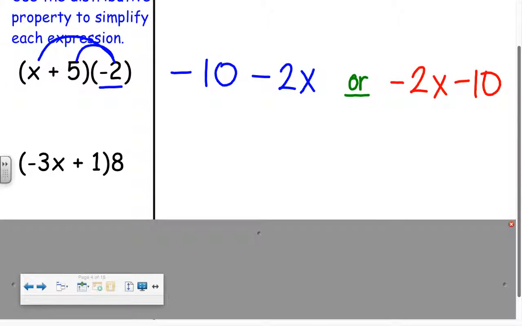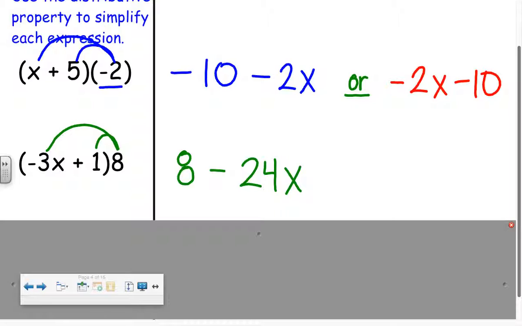Okay, now we've got an 8 on the back side of our parenthesis. So I'll distribute that to both. 8 times 1 is 8. 8 times negative 3 is negative 24. And don't forget that variable. 8 minus 24x, or if you had negative 24x plus 8, that would be correct as well.